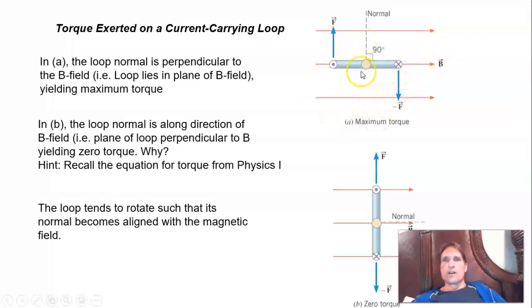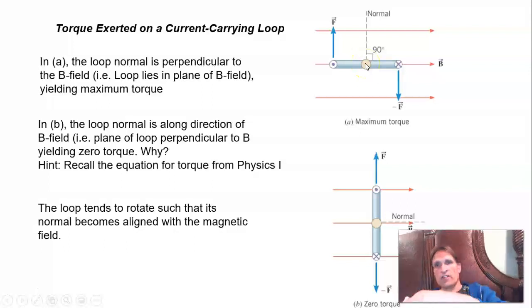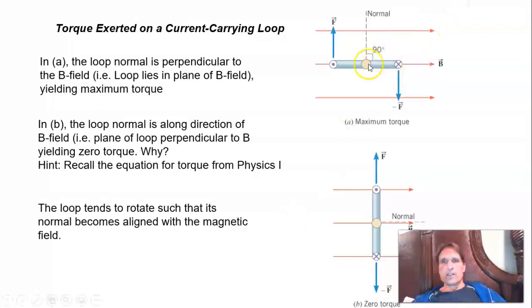Now at this point, we get a maximum torque, and the question is why? Well, it's rotating about an axis into the page, and remember the torque from 1150 is equal to R cross F. It's the moment arm times F. When the moment arm R is perpendicular to F, you tend to get maximum torque. So here we get maximum torque when the normal to the loop, which is the direction of the dipole moment, is perpendicular to the field.